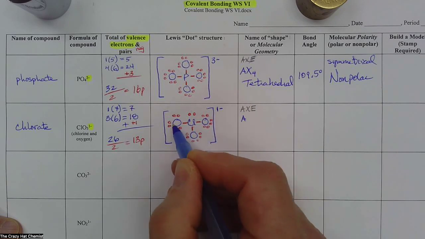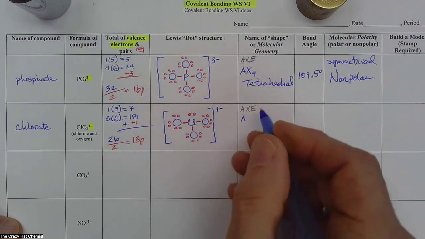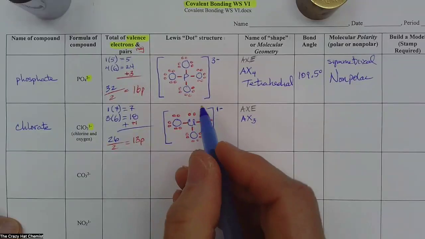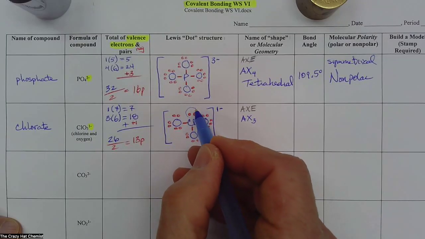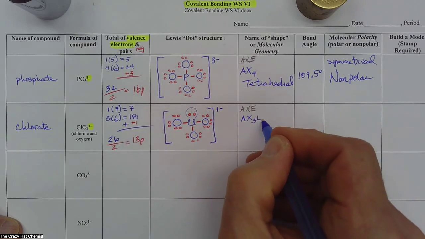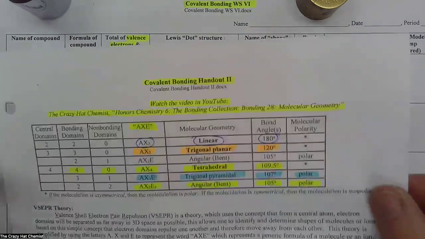There's 1, 2, and 3, at the 3, 6, and 9 o'clock positions as the oxygens. So that is X3. Then there is a lone pair on the central atom, and that's designated as an E. So now I need to find this on my table. I'm going to look at my table and find AX3E.